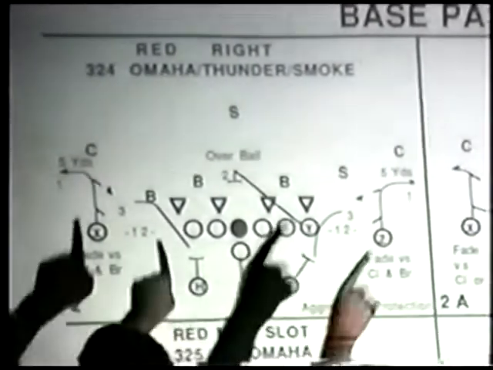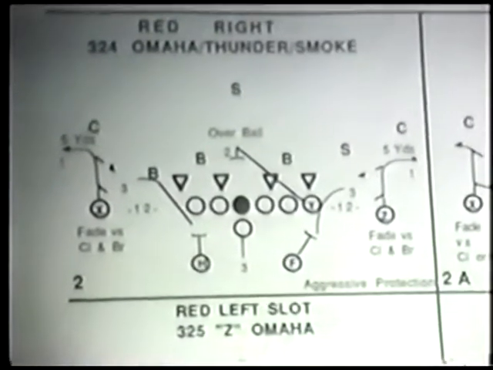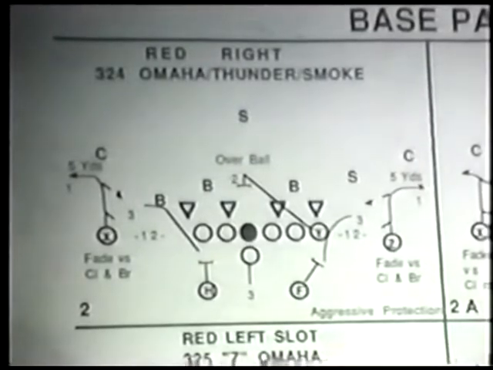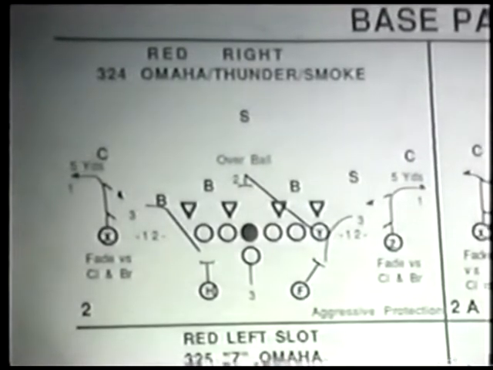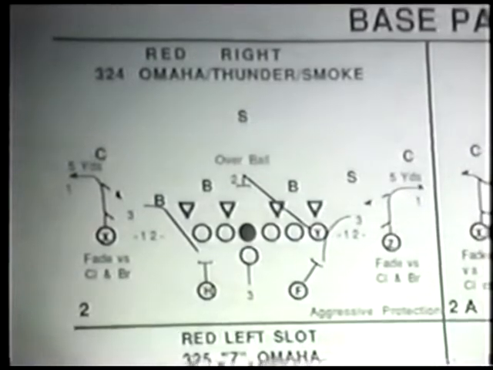Backs, this is aggressive protection. You block your man, and Coach Moses will go over each front with you. You block your man aggressively, as close to the line of scrimmage as you can. You keep their hands down. Keep their hands down. And make a good smack on there so the quarterback can throw the ball out in the flat without getting the thing batted down.